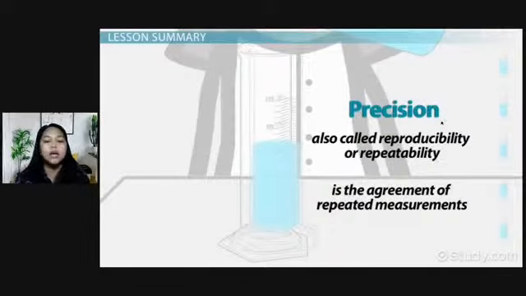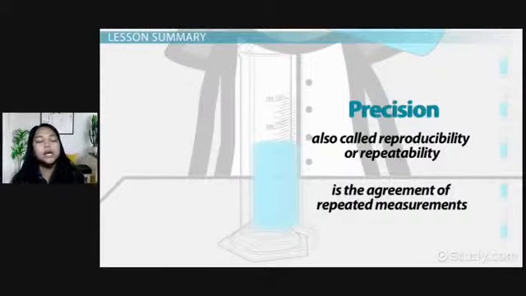His measurements were precise because precision is also called reproducibility or repeatability, and it is the agreement of repeated measurements. Do you remember in our example a while ago, 6 na beses niyang mineasure, and each time that he measures it, he gets 125 centimeters. 6 times niyang ginawa yon. And so we can say that he is precise. So ang precision po, magkakalapit yung values ng kada measurement mo, no? So it is the agreement of repeated measurements.